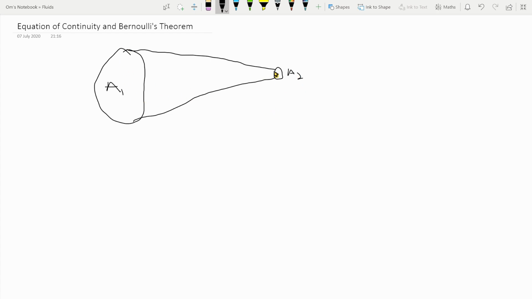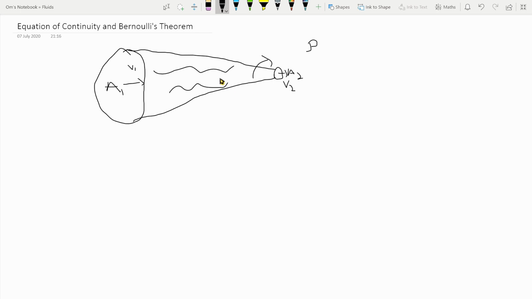And so that's A1 and A2, and we're going to assume that fluid at this point is going at the speed V1, and fluid at this point is going with the speed V2. And we are also going to let there be a fluid of, say, density rho within this, and we're also going to assume that this is an incompressible fluid, that is, its volume cannot be changed. That is actually critical to this derivation over here. So we're going to let it be a fluid of density rho.